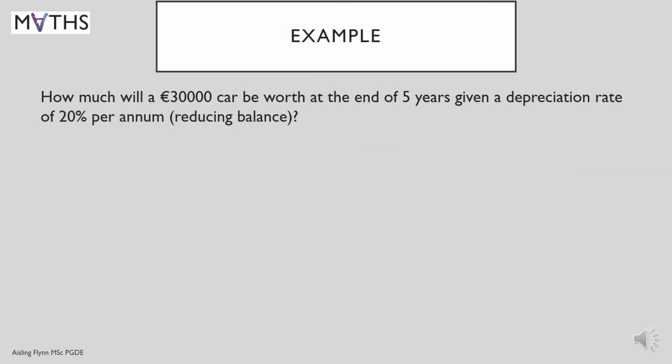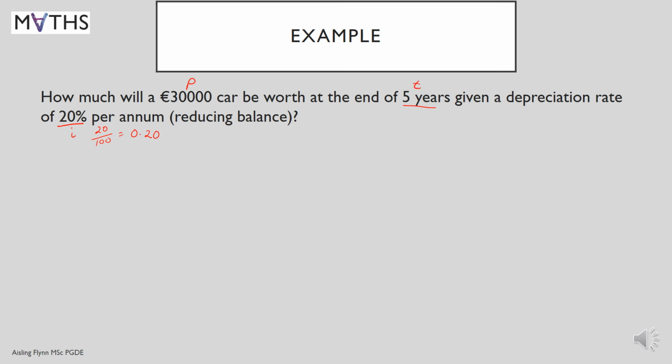Okay, here's an example. How much will a 30,000 car be worth at the end of 5 years, given the depreciation rate of 20% per annum, reducing balance method? Okay, well, we know that. The starting amount P is 30,000, the time T is 5 years, and the interest rate is 20%, or 20 over 100, which is 0.2 or 0.20 if you prefer.